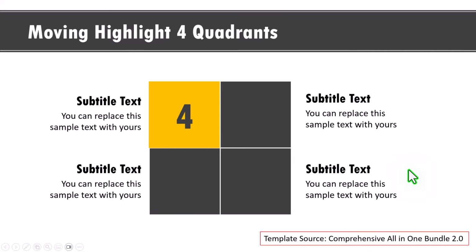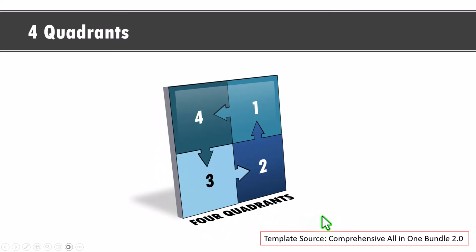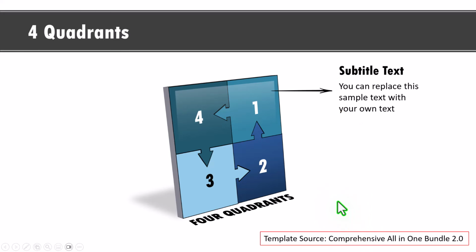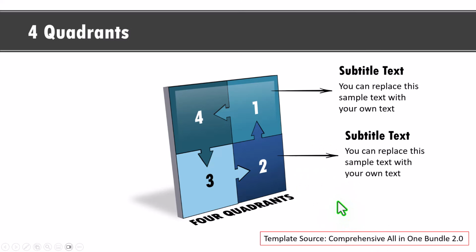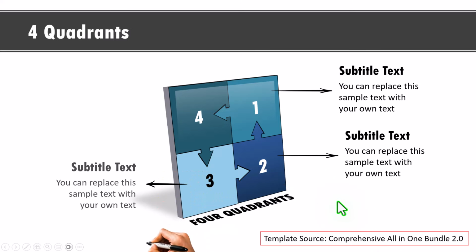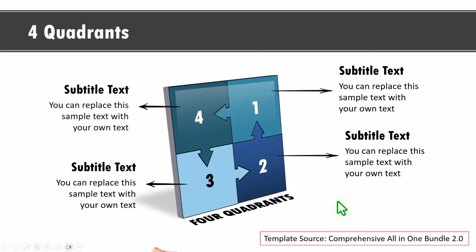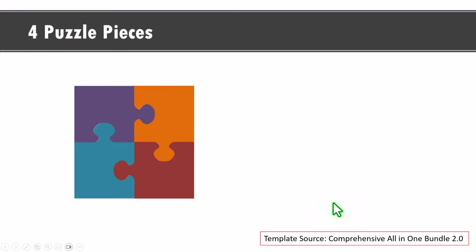Let me show you the next alternative. Here we have the entire graphic already shown. We're going to add our animation only to write our labels like this. It's a very interesting way to draw the viewer's attention to each of the 4 quadrants like this, and this again is available in all-in-one bundle. Let me show you the third and final template from the bundle.